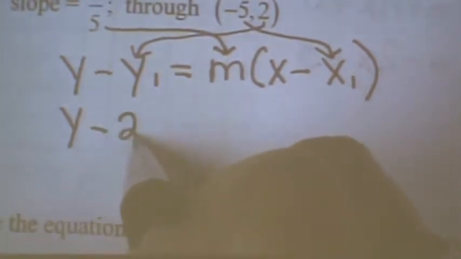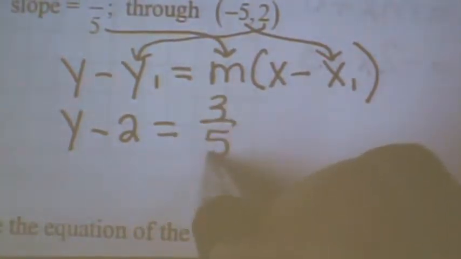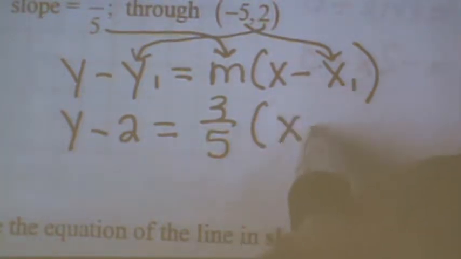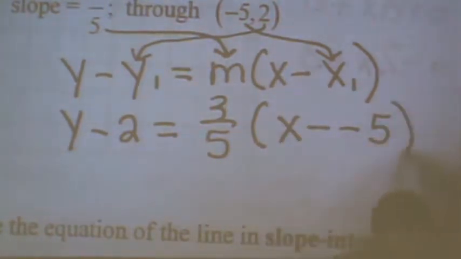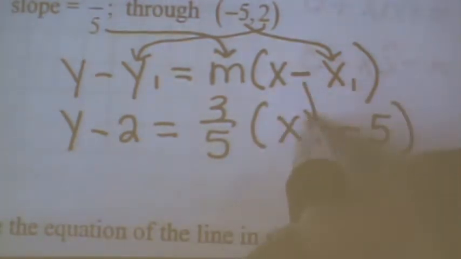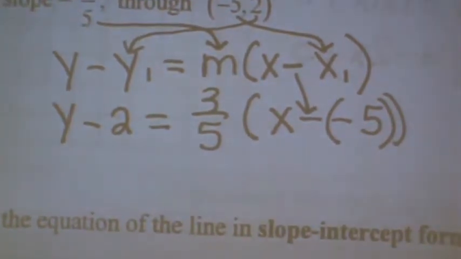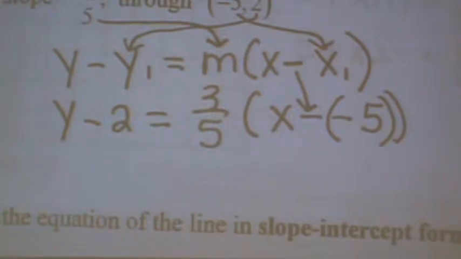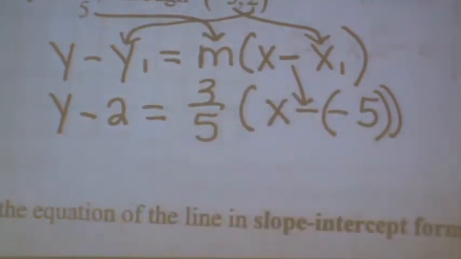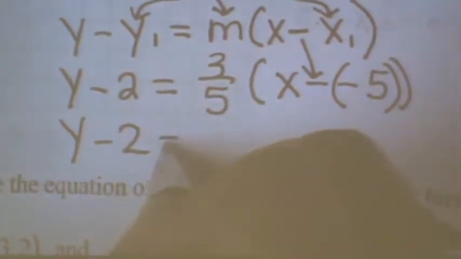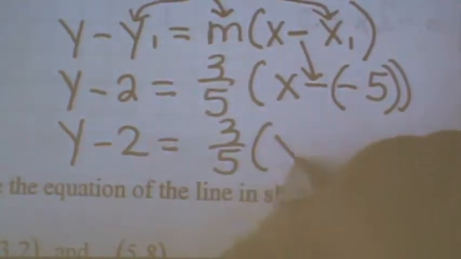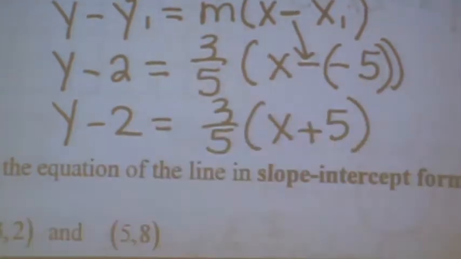I draw a lot of arrows. So y minus 2 equals 3/5 times x minus a negative 5. This is where people mess up. It's minus, that's the minus, but it's a negative 5, that's the negative 5 that I'm talking about. Now you could think of it as the opposite of the x, so that's 2 here, and then the opposite of negative 5. So what's going to happen here? Yeah, you got it. Everybody good?